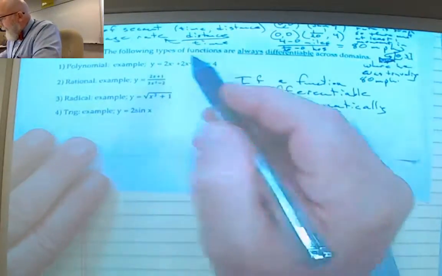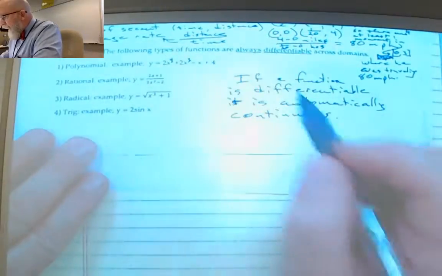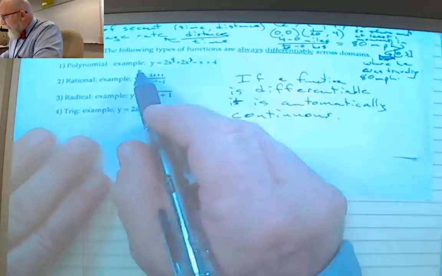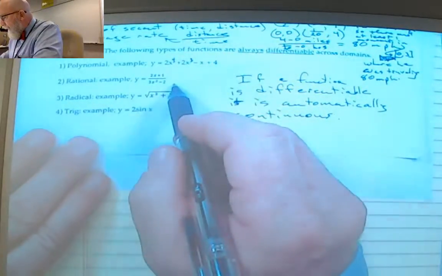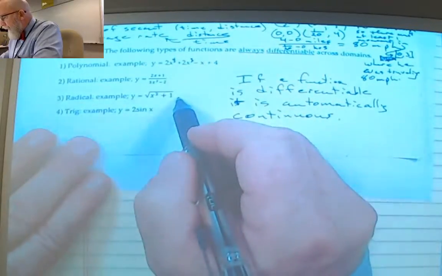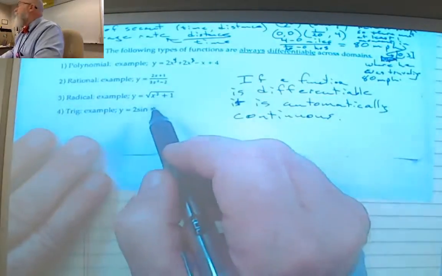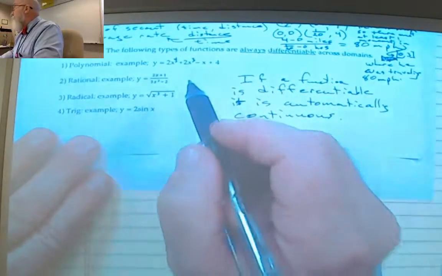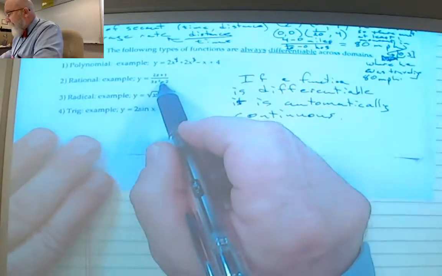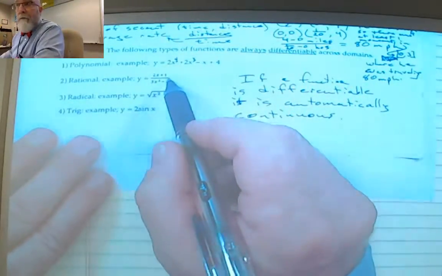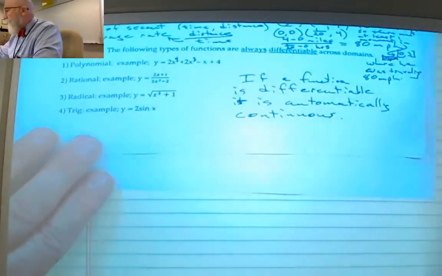All of these, I think this is supposed to be 2x to the fourth, 2x cubed. This is a polynomial. This is differentiable in its domain. This is differentiable in its domain. This is differentiable in its domain. This is differentiable in its domain. Remember, the domain are only those numbers you can plug into it to get y values, right? Obviously, there are x values that are not in the domain, right? But in the domain, it's differentiable, so it's continuous within the domain.